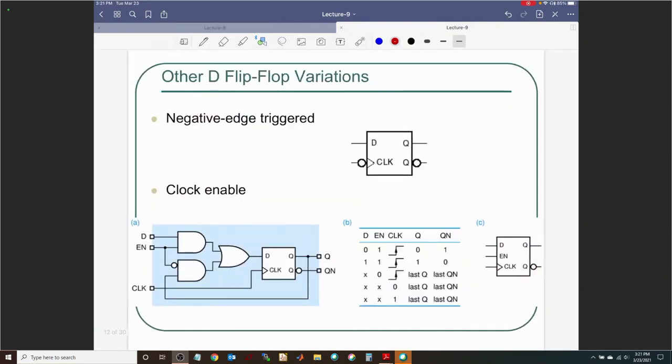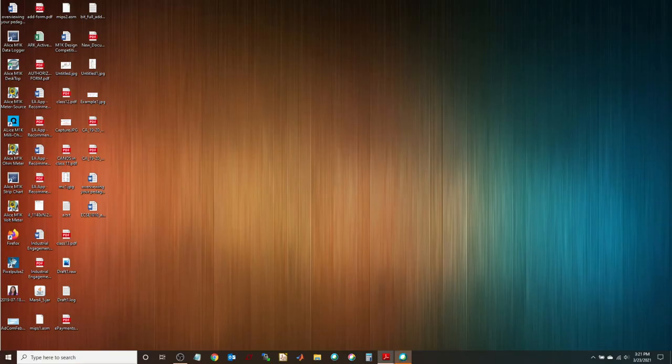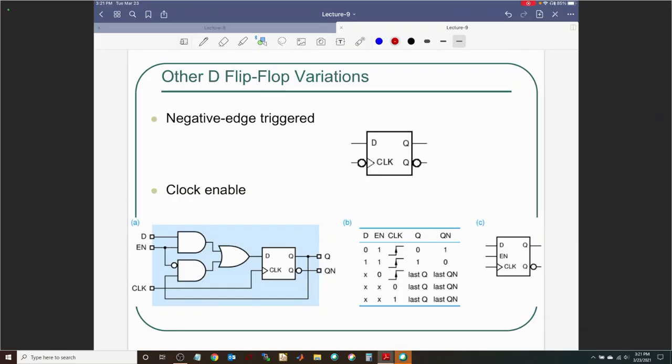Now, if you can have a positive edge triggered D flip-flop, then you can always obviously have a negative edge triggered D flip-flop that we were talking about, right? Removing one of the NOT gates in the master-slave configuration will give you that negative edge triggered D flip-flop. But how do you actually show that? How do you capture that negative edge in a symbol? Okay. All right. So how do you capture that in a symbol?